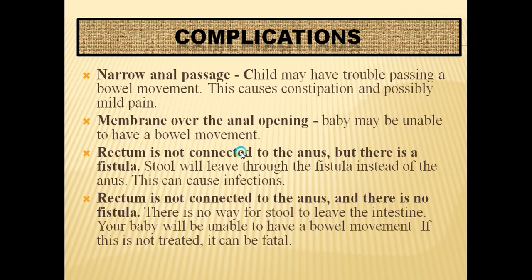Second, there can be a membrane, so the bowel movement is not happening at all. Third is the rectum is not connected but there is a fistula, so you will find that infections will be there because the urethra has a mixture of both urine as well as stool. Then the rectum is not connected to the anus, and there is no fistula, so there is no way for the stool to leave the intestine, okay? So if you don't manage such a case, then it can even be fatal for the baby. Death can also happen if you don't manage it immediately, okay?